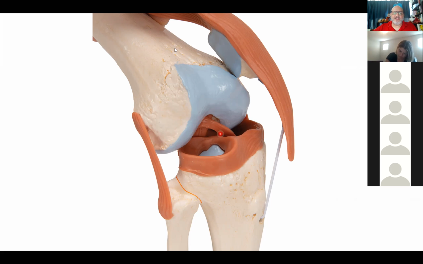And lastly, notice in here as well, we can see our cruciate ligaments. Again, notice here, that is our anterior cruciate, and this is our posterior cruciate. So we can see those crossing ligaments in there as well.